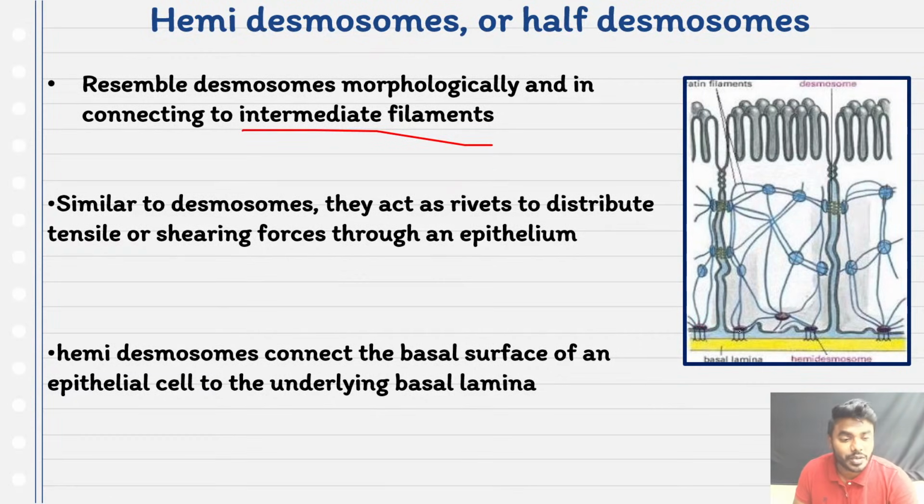All the students listen to me very carefully, friends. This is the hemidesmosome. These are all the hemidesmosomes. What are they doing? Everyone listen. They are connecting these keratin filaments, or the intermediate filaments, to the basal lamina or to the extracellular matrix, the yellow color one which you can see here. So the only difference is cell to matrix, whereas desmosome is cell to cell.